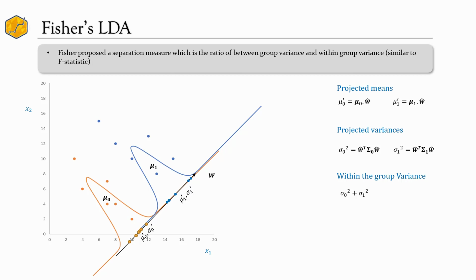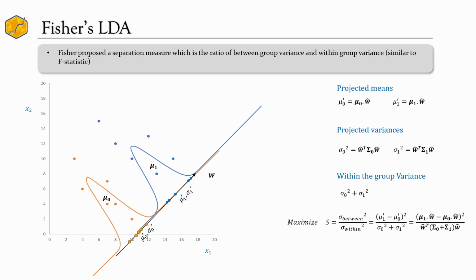Well, Fisher proposed that we maximize this ratio between the group variance and the within group variance. And remember this, we did the exact same thing during the F test. It's the same person, right? Fisher gave us the F test. Now this is Fisher's LDA. If we want to maximize discrimination between the two classes, we want the between group variance to be large relative to the within group variances.